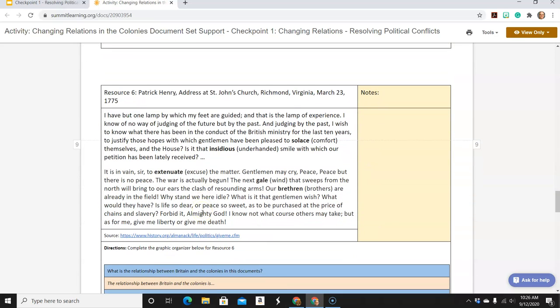Resource 6 is the famous speech by Patrick Henry. Take a moment to read this. Look at the very bottom. This is where he says his famous line, "Forbid it, Almighty God, I know not what course others may take, but as for me, give me liberty or give me death."